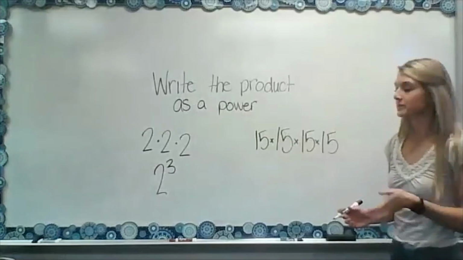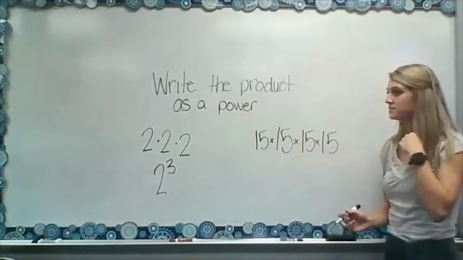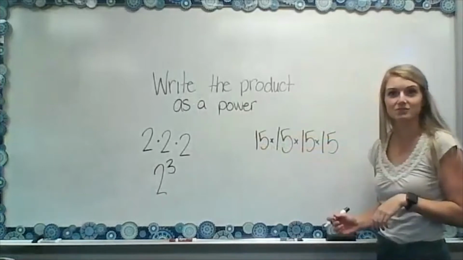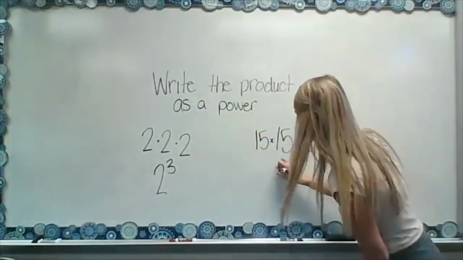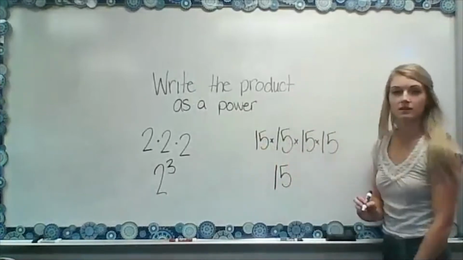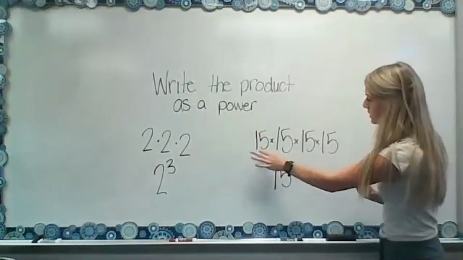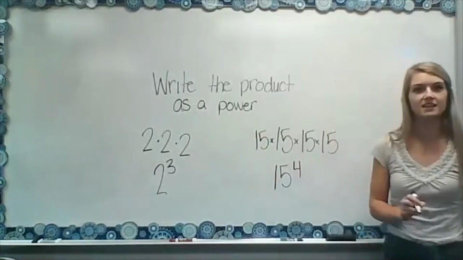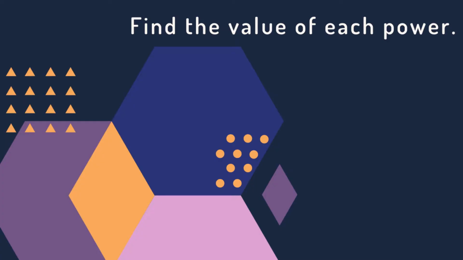All right, let's try one more. Okay, so here I have 15's. And remember, we can use the dot or an X to signify multiplication. So my base number is 15. And how many 15's are there? 1, 2, 3, 4. So 15 to the power of 4.